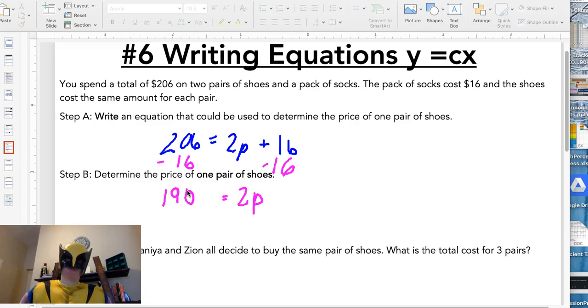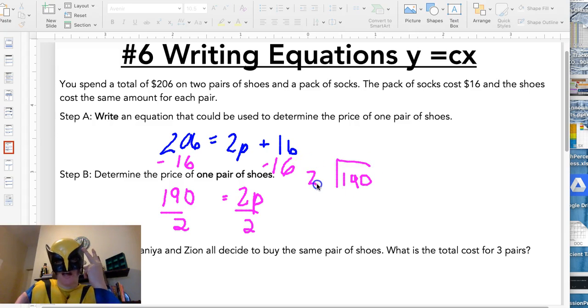Well, I see that I'm multiplying by 2 because that's the coefficient, and 2 times the pair of shoes make 190. So the opposite of multiplication is division. So now I'm going to divide by 2. When I do that, I'm going to do 190 divided by 2 because 190 is the price for 2 pairs of shoes, and I want to divide by 2 to figure out the cost of each. When I do that, let's figure it out.